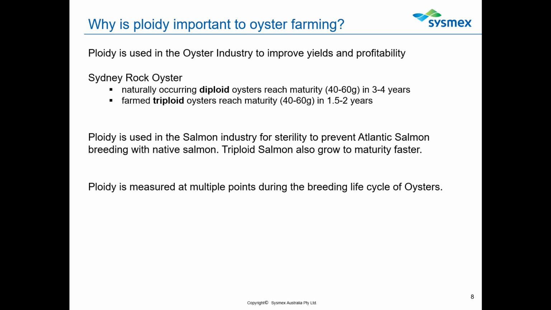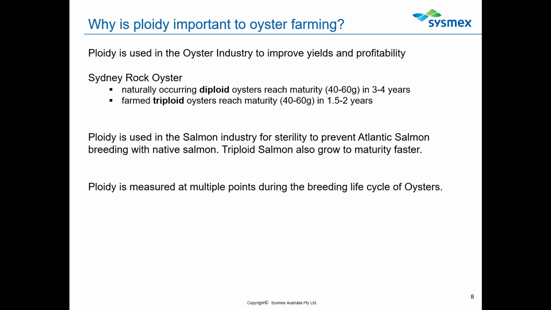The Sydney rock oyster, when it's farmed and genetically manipulated to be a triploid oyster, reaches maturity in half the time, so 1.5 to 2 years. So for the farmers, this means they can grow out and sell twice as many crops using the triploid oysters as they could if they stuck with just naturally occurring diploid oysters. So the economic benefit is quite huge to the farmers.